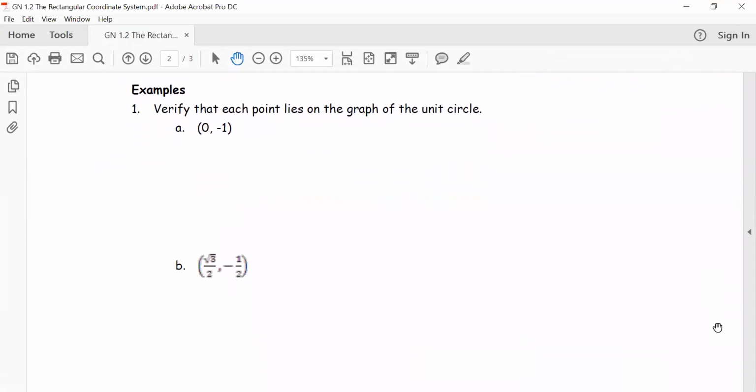Verify that each point lies on the graph of the unit circle. The unit circle has the formula x squared plus y squared equals 1. The first point is 0, negative 1. To verify means to show the left equals the right. So the left hand side, x squared plus y squared, equals 0 squared plus negative 1 squared equals 1. Check.